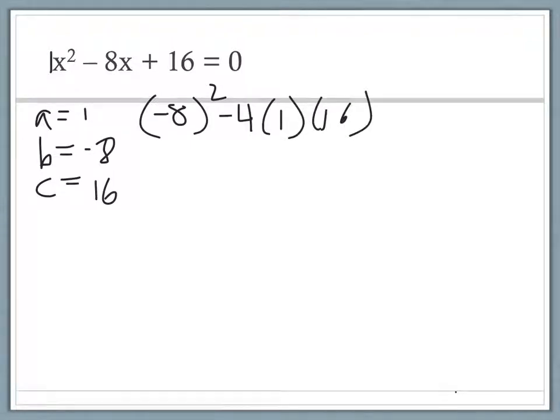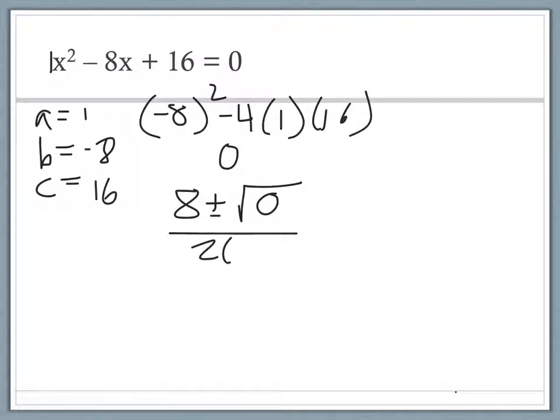Okay. Plug it in exactly how you see it. Make sure that you have those parentheses there. Okay, and that's actually going to equal 0. Now, I have that, so let's use the quadratic formula. So I'm going to go ahead and do opposite of b. So not going to be a -8. It's actually going to be a +8 now. Plus or minus the square root of 0 all over 2 times 1.